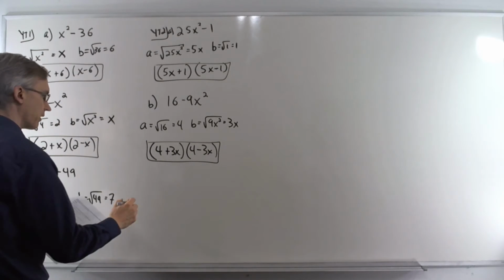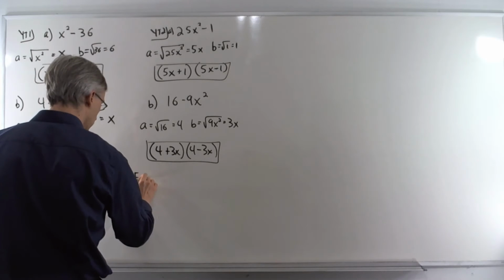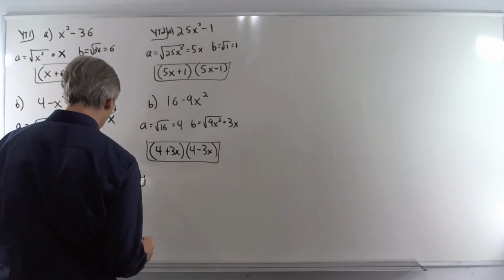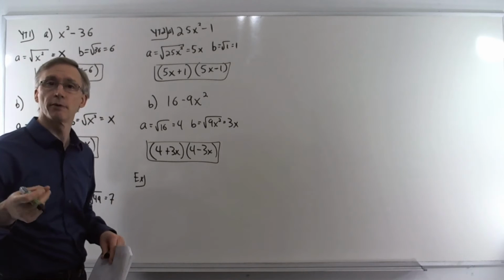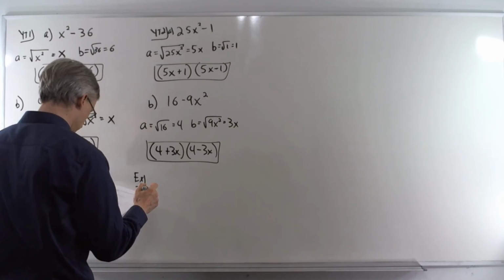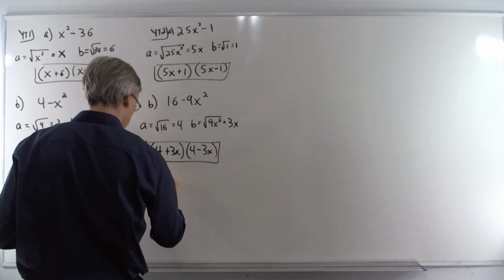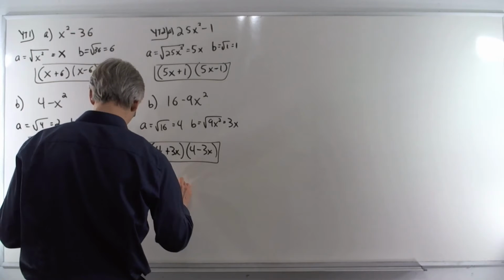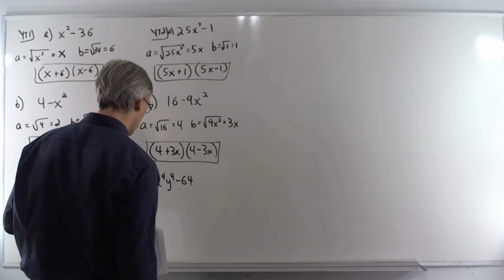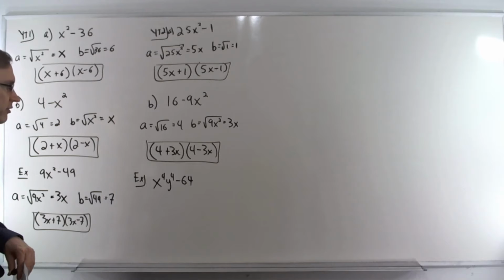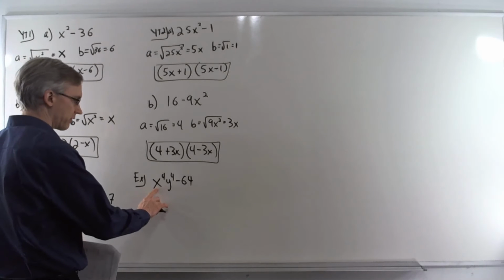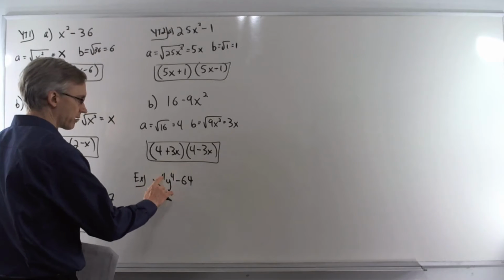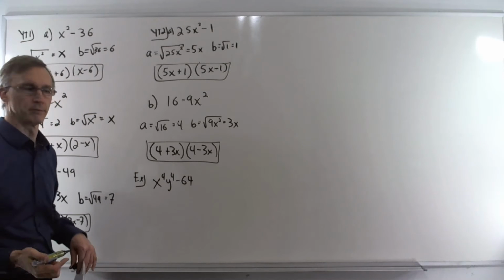Now, in the next example, we have some higher powers. Keep in mind, we're always just going to divide that exponent by 2 when you take the square root. So x to the fourth, y to the fourth, minus 64. This is a perfect square because all of the exponents are even.